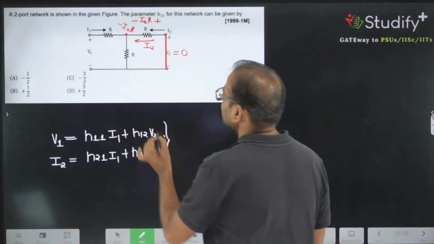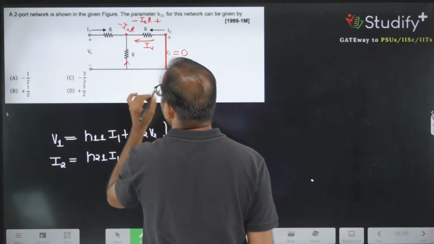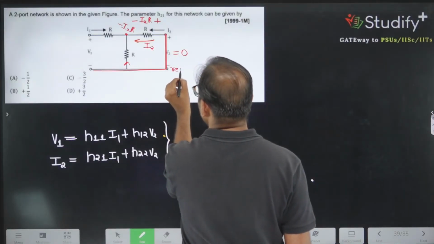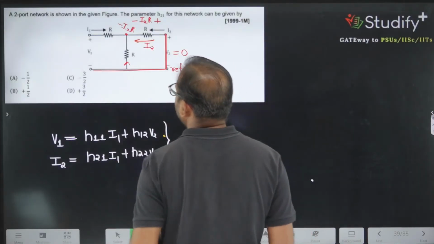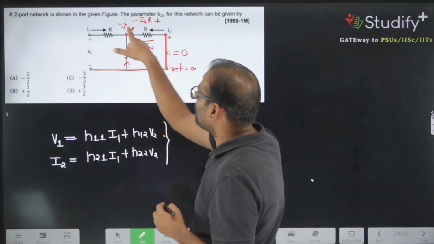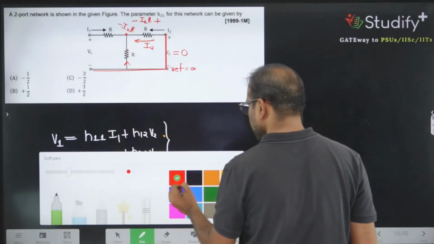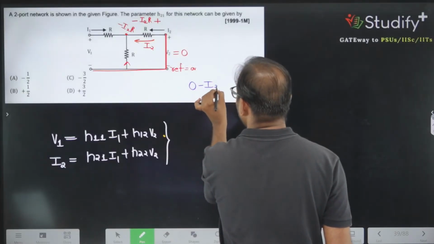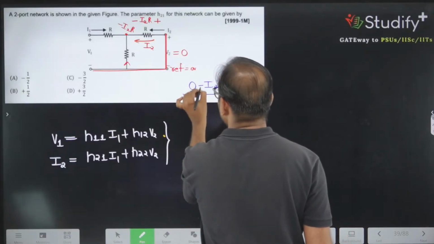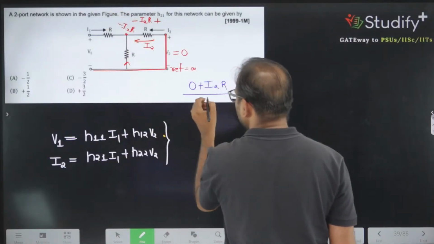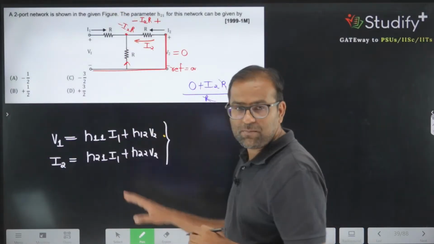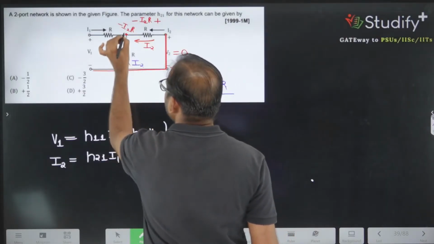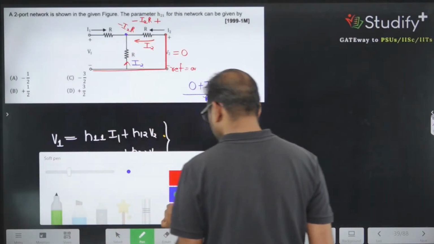Now you can write. I am taking this point as a reference point, and I am taking reference equal to 0. If reference is 0, higher potential is 0, lower potential is minus I2 into R. Can I say, 0 minus minus of this value divided by R is the current going in the upward direction. So this current is I2. And now a simple KCL can give you the answer.